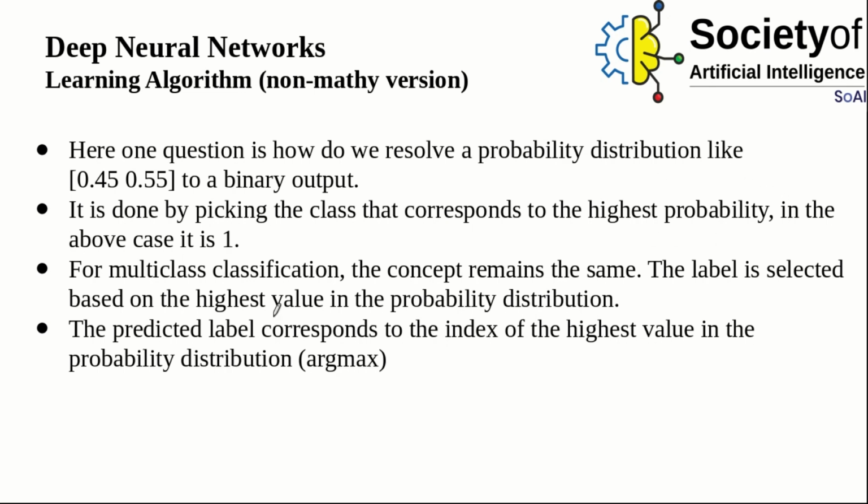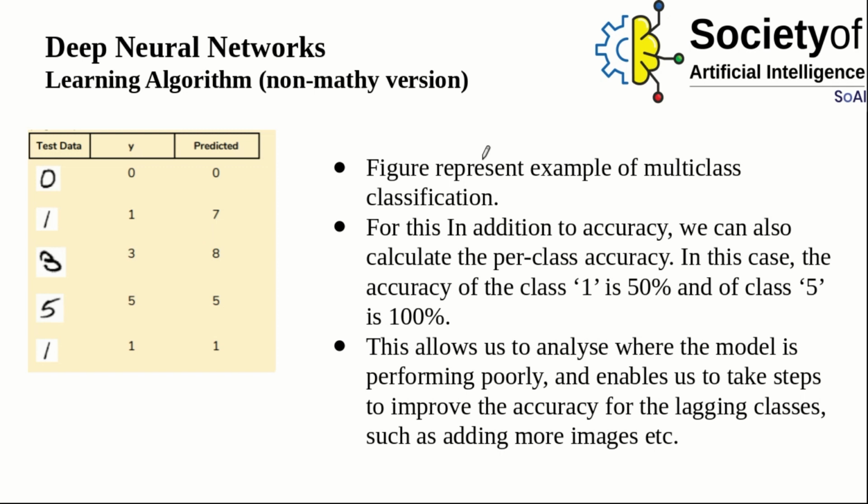So for multi-class classification, the concept remains the same. The label is selected based on the highest value in the probability distribution. The predicted label corresponds to the index value of the highest value in the probability distribution, which is argmax. So this figure represents an example of multi-class classification. As you can see here, we have classes 0, 1, 3 and 5.